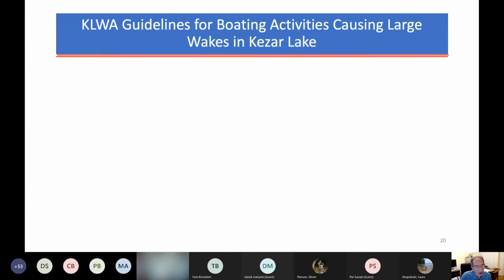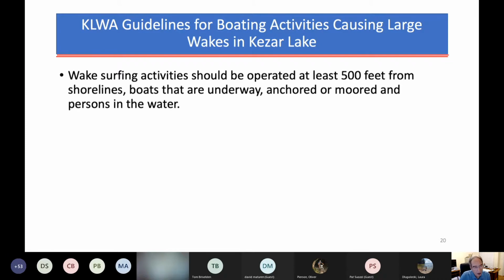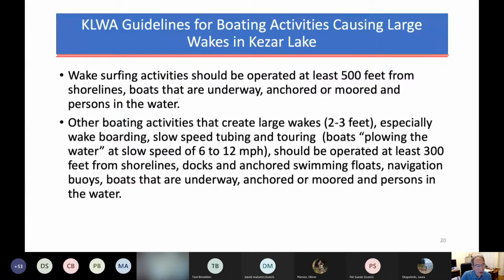So what are our guidelines? Wake surfing activities should be operated at least 500 feet from shorelines, boats that are underway, anchored, moored, and persons in the water. Other boating activities that create large wakes, especially wakeboarding, slow-speed tubing, and touring, should be operated at least 300 feet from the shoreline, docks, and so on.